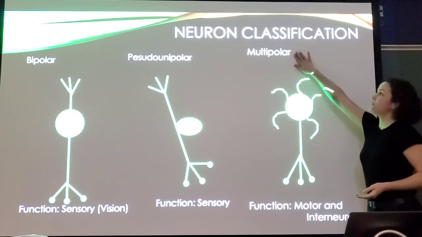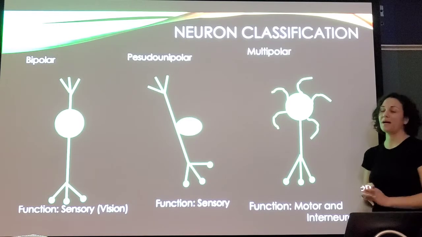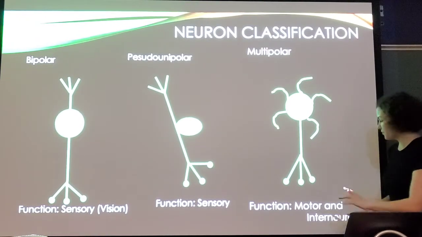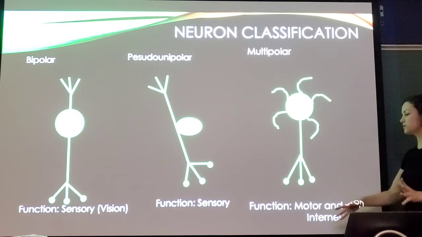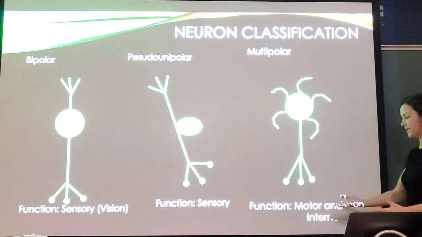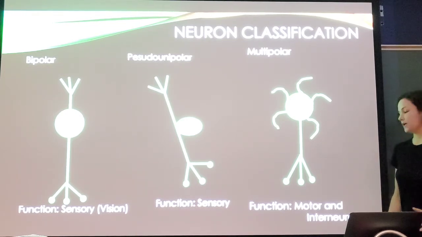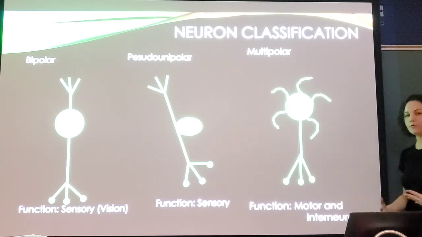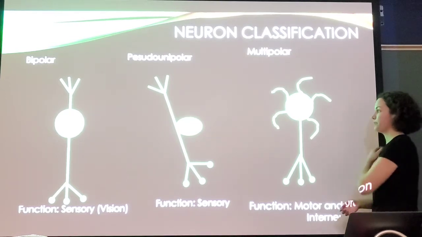Lastly, we have a multipolar neuron. Multipolar neurons are 99% of the neurons in your body, and that is because they have more functions than the other 2. Multipolar neurons function as either motor, which is acting on that sensory signal that we picked up already, or it can be an interneuron, okay? So multipolar neurons are either motor neurons or interneurons, and interneurons are processing neurons, okay? And we'll get into that a little bit more.